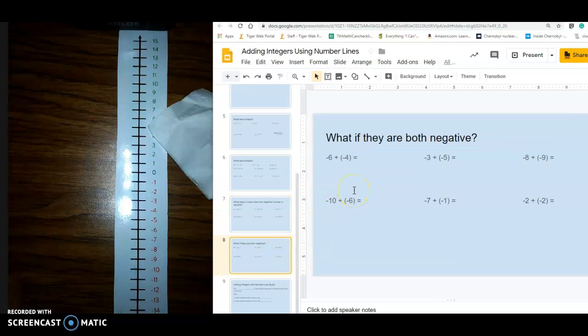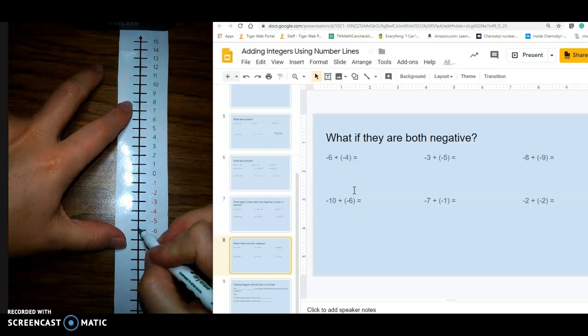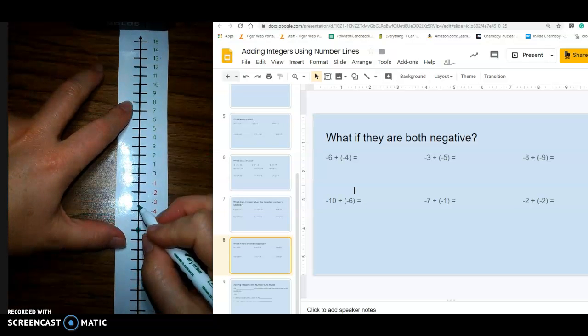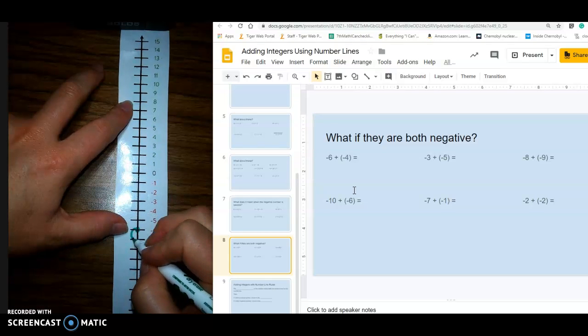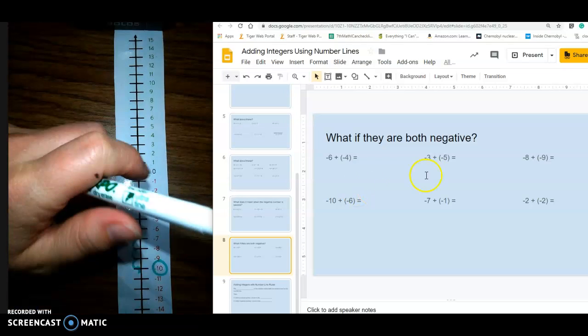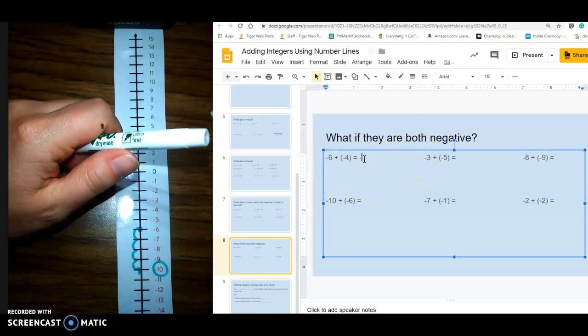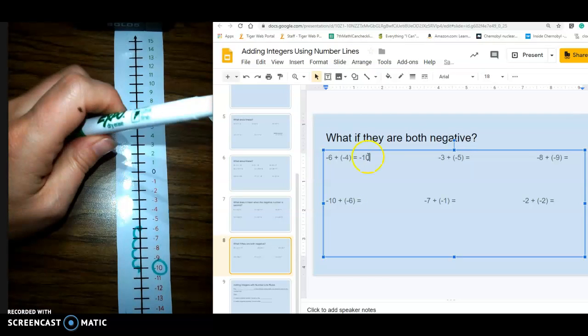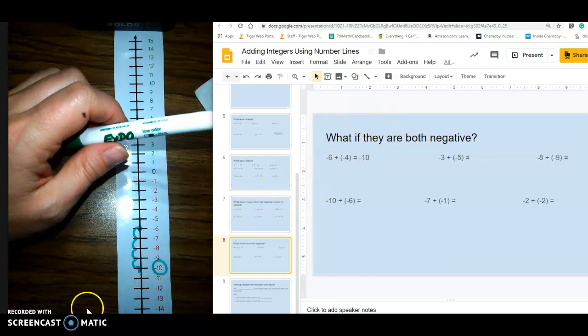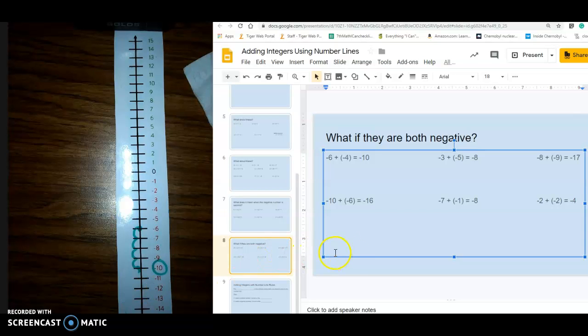So what if they are both negative? I want you to pause the video and try some of these out. So negative 6 plus negative 4, I would start at negative 6 and add, but then it tells me, nope, actually I want the opposite of that. I'm going to go down 4, and so my answer there is negative 10. Try the rest of those out and see what you get. Hopefully you check your answers and you're doing okay there. Make sure that you are recording all of this in your math notebook so that you don't forget.